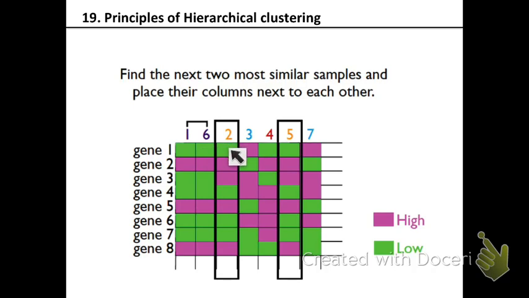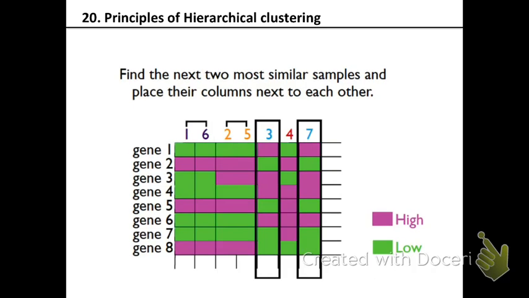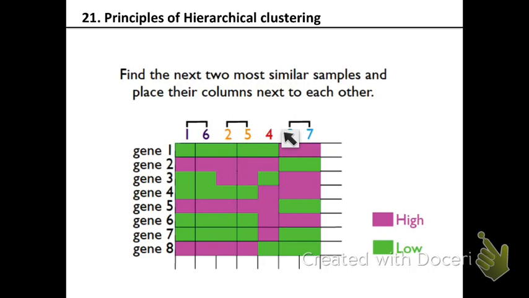So you find the next two most similar samples and place their columns next to each other, and then you do this again, find the most similar and place that next to each other, and create an ordered relationship like this. You do this for all the columns, and then you do this for all the rows separately. Okay, so the whole data set.